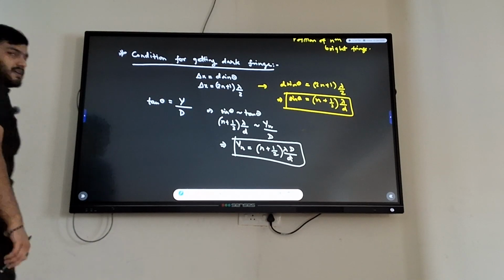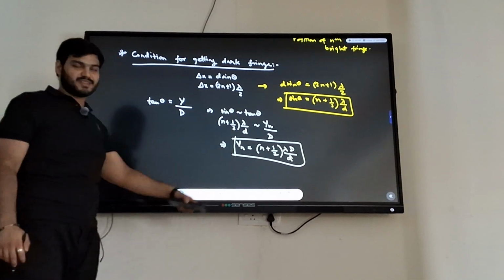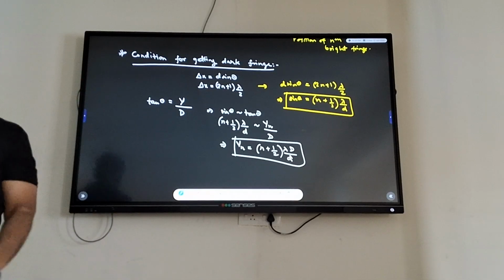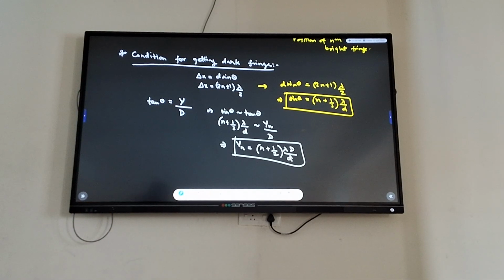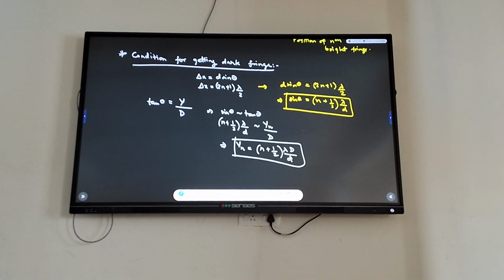Let me write it. Has everyone written till here? Okay, write. 3 by 2 lambda D by small d? Which one? This one, that is the dark fringe. No. Check again. So 5 by 2 lambda capital D by small d? No. Try to write it and then find it. Lambda capital D by small d. Yes, it will be the same. Lambda capital D by small d. Yes, it's the same.